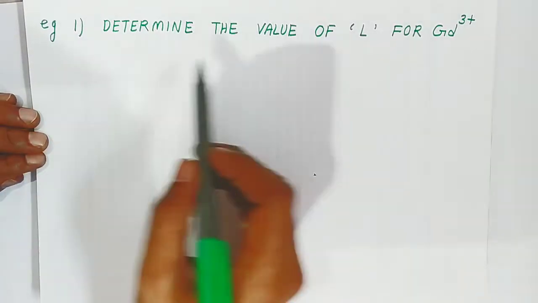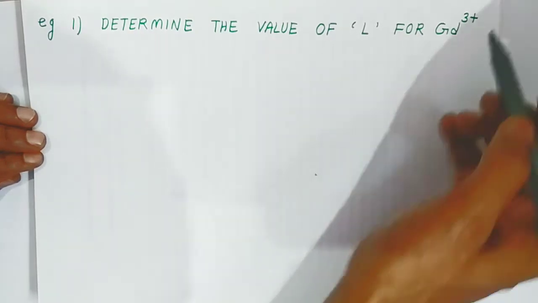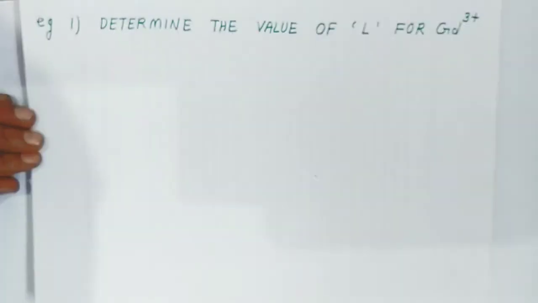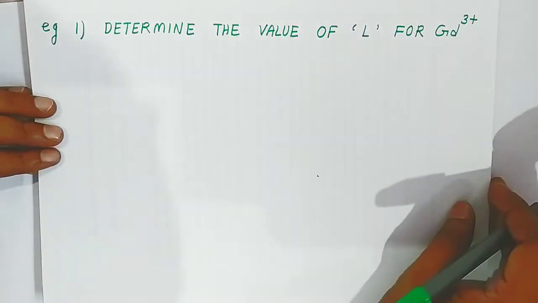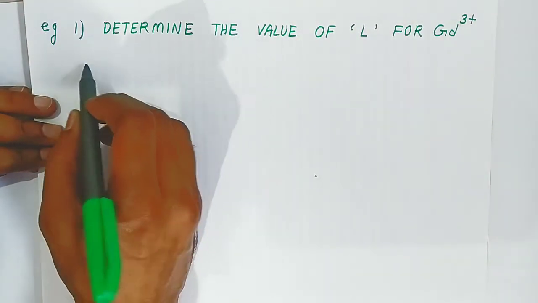Now students, how are you going to determine the value of L for gallium 3 plus ion? This is very important. If you want to determine the value for gallium 3 plus, you should know the ground state electronic configuration of the gallium atom.